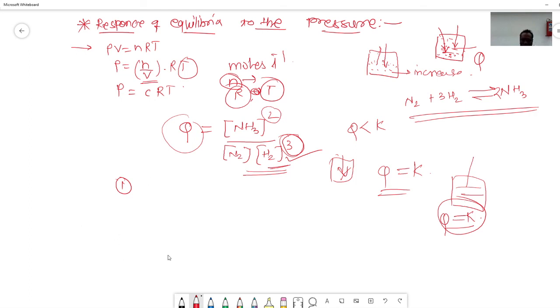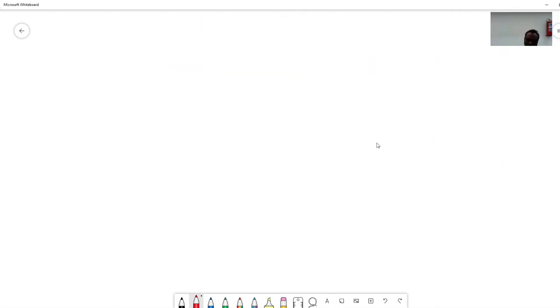Next is the response of the equilibrium to temperature. As we told you, temperature affects the equilibrium constant value. We already know that. For an exothermic reaction, where heat is produced, means heat is evolved, if the temperature of such a reaction is raised by adding heat to the system, the reaction will favor the direction in which heat is removed. Therefore, it will shift toward the left-hand side of this reaction.